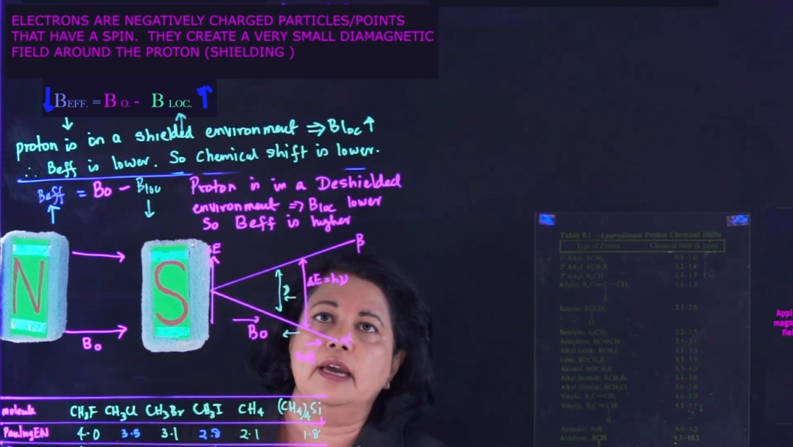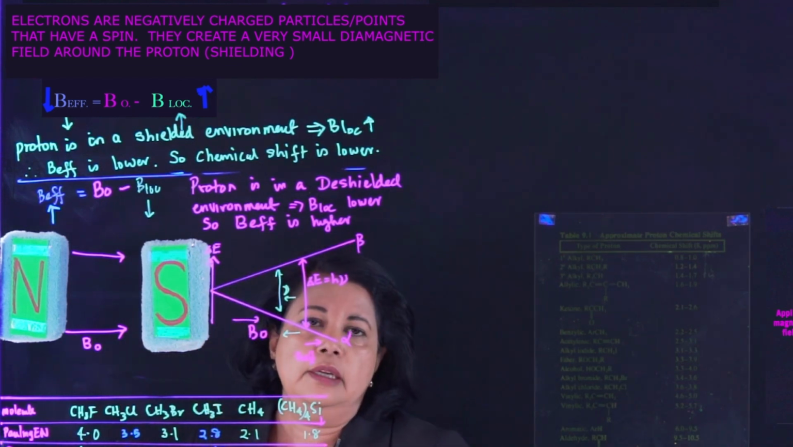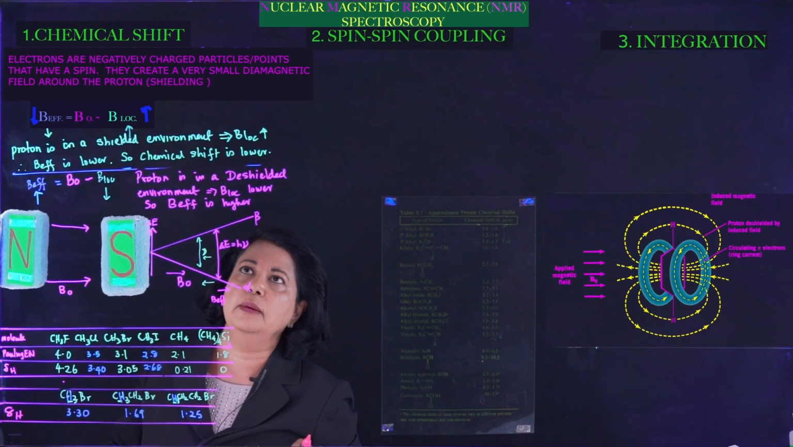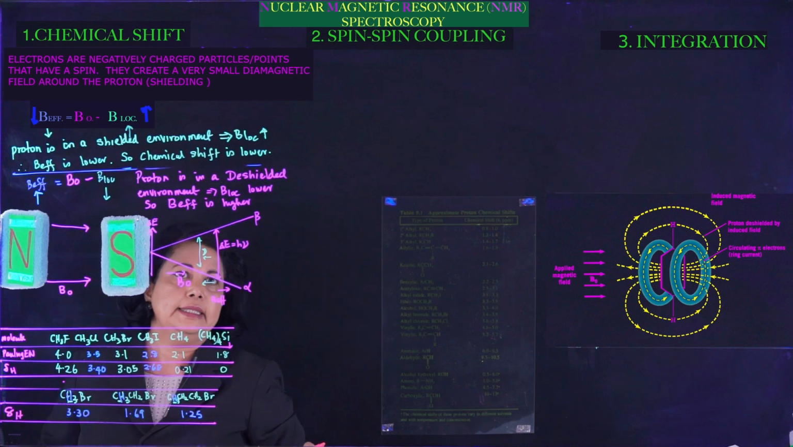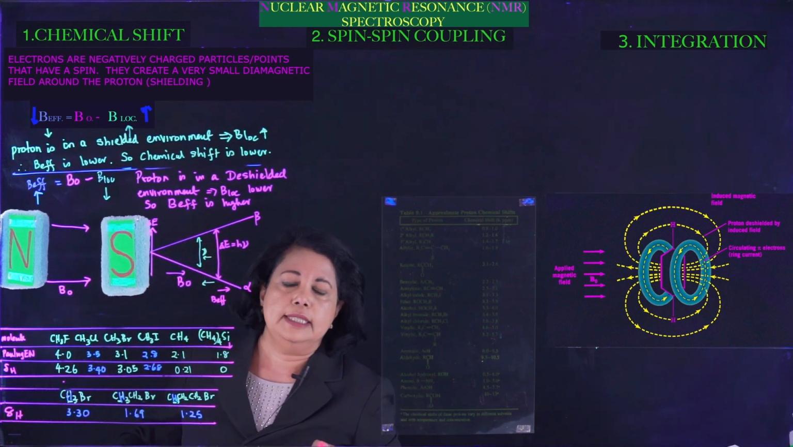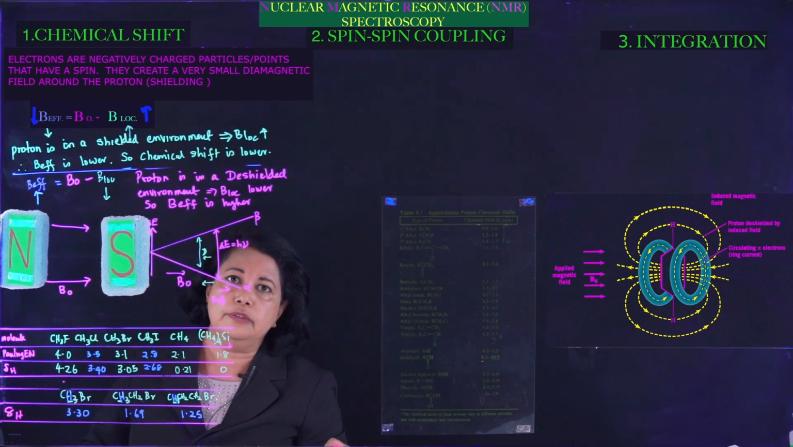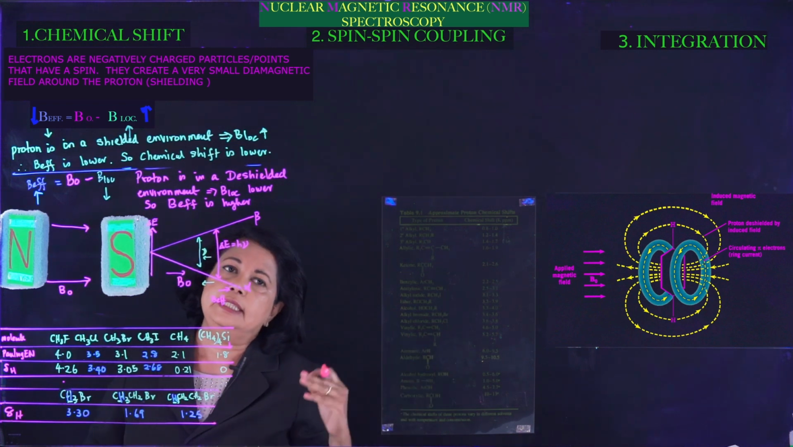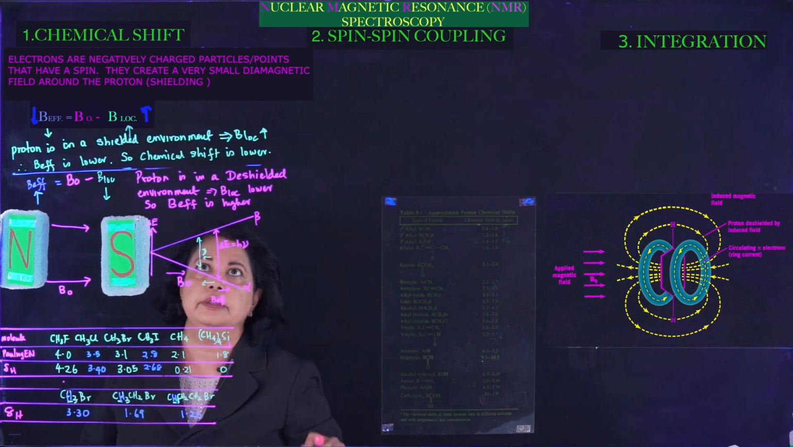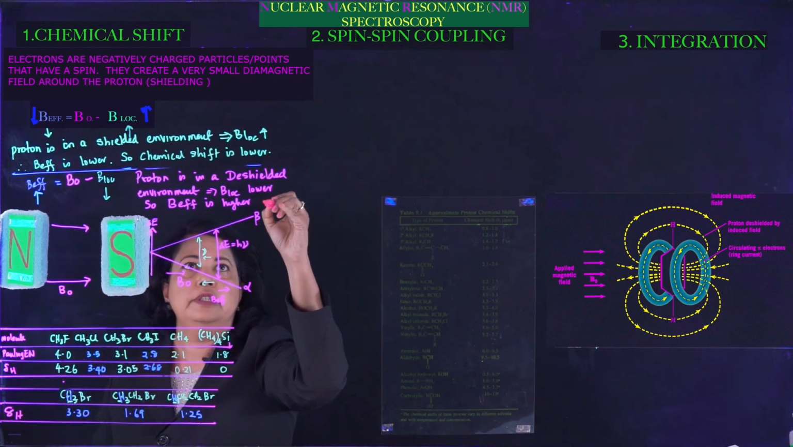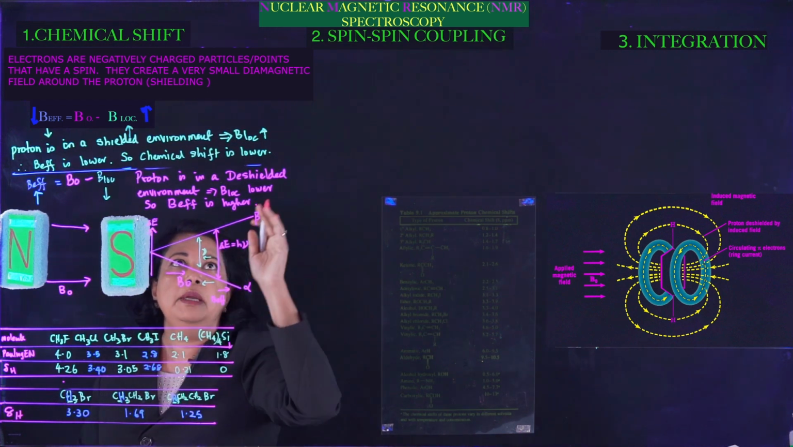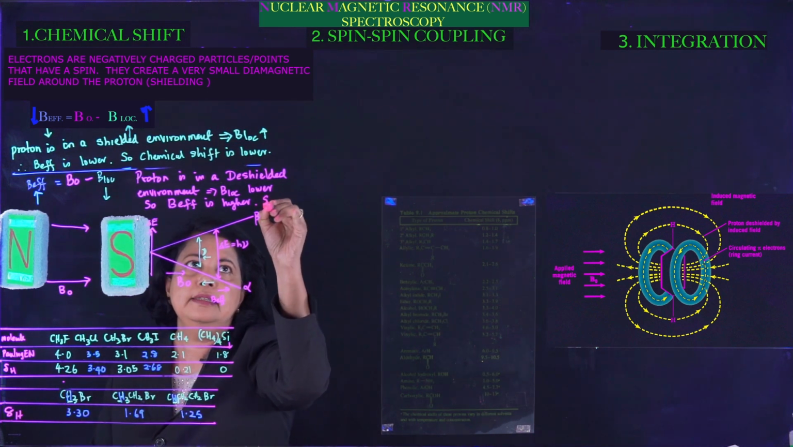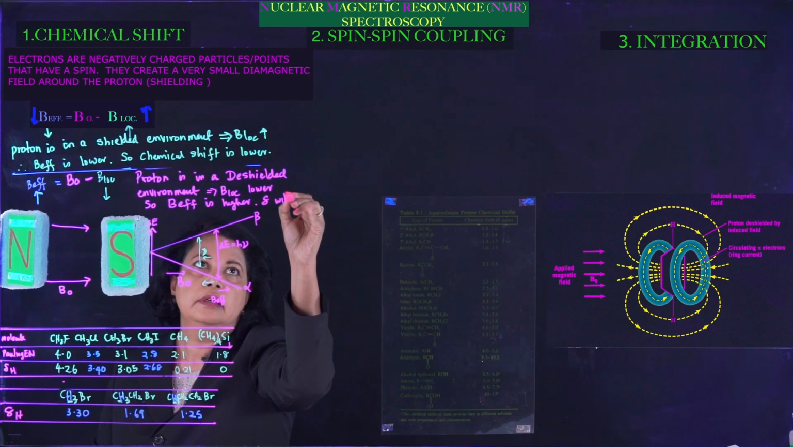When B effective is higher, then your frequency between the alpha and the beta states will also be higher by very small amounts. But that is enough to give you a signal that is going to be shifted away from TMS. We have set TMS to 0. So this is going to be a shift. So chemical shift is going to be higher. So delta will be higher.